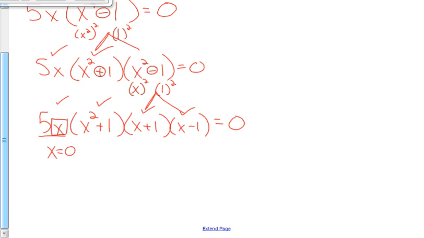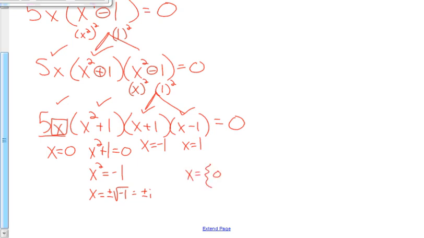If we look at the x squared plus 1, we'll solve that equation. So x squared would equal negative 1. So x would be plus or minus radical negative 1, which is i. This third factor gives us that x equals negative 1, and the last factor gives us that x equals 1. So those are our 5 solutions. We have that x equals 0, i, negative i, negative 1, and 1.